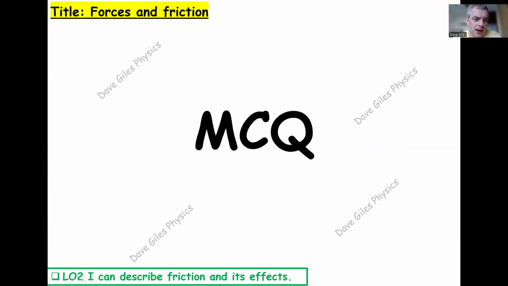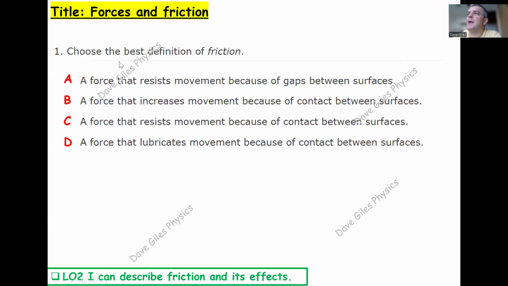Let's have a look at some past paper MCQs. We'll start with some key stage 3 ones, and we're going to end with A level. Choose the best definition of friction. So let's go through them. A, a force that resists movement because of the gaps between surfaces. It's more the rigid surfaces, and that's not the only time you get friction. B, a force that increases movement because of contact, well, it doesn't increase movement, it does the opposite, so it's definitely not that. C, a force that resists movement because of contact between surfaces.